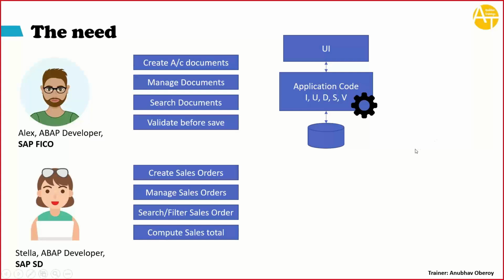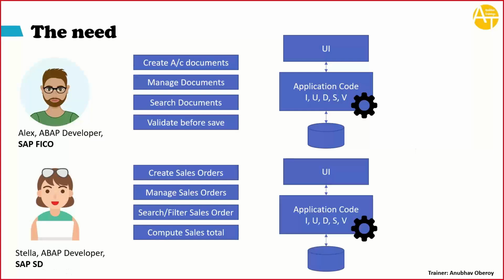Then we have Stella. What does she do? She's also an ABAP developer working in a different department, but eventually does the same thing. She also writes insert, update, delete, save, validate, all sorts of statements in an ABAP program, checking authority checks, doing locking and unlocking of data, all sorts of updates. She is also taking care of that. But the only difference is she is doing it on the sales order, and Alex is doing it on the accounting document.